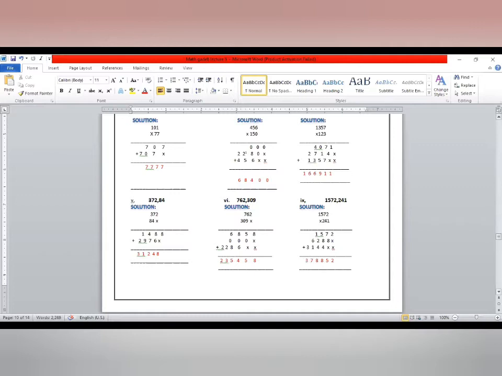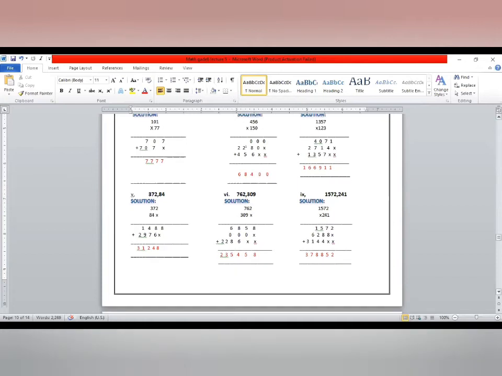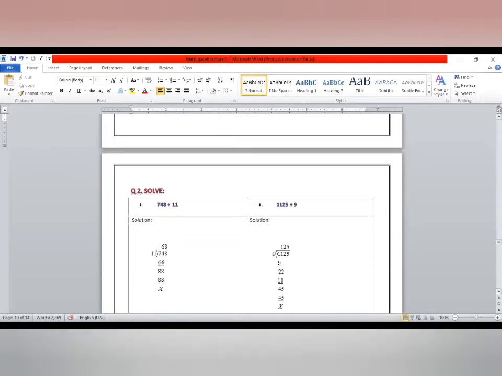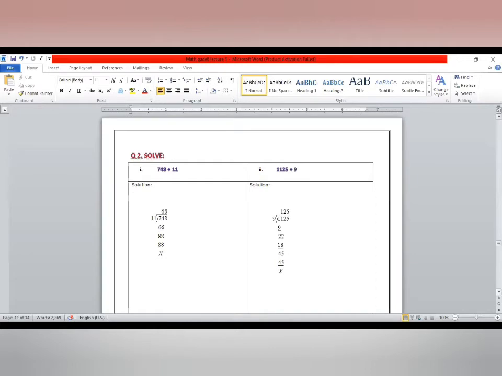Here the multiplication sums are completed. Total sums, alhamdulillah, we have completed. Now we are going to solve the question number 2. Solve the following. This is also from the same exercise 2.4 and page number 21.